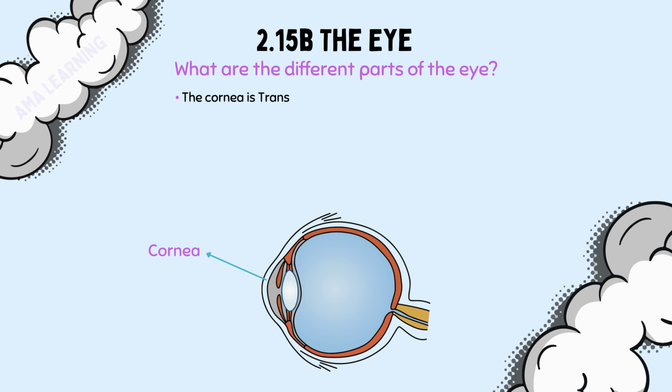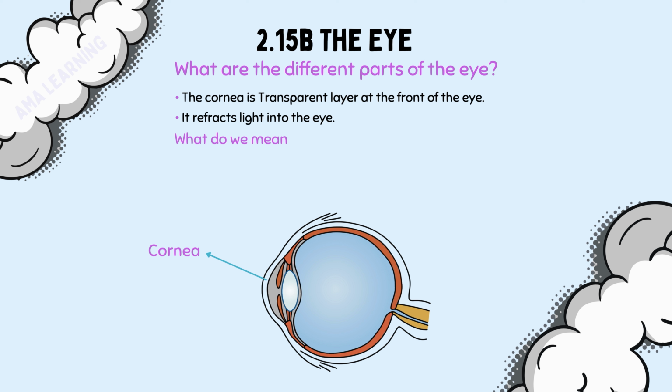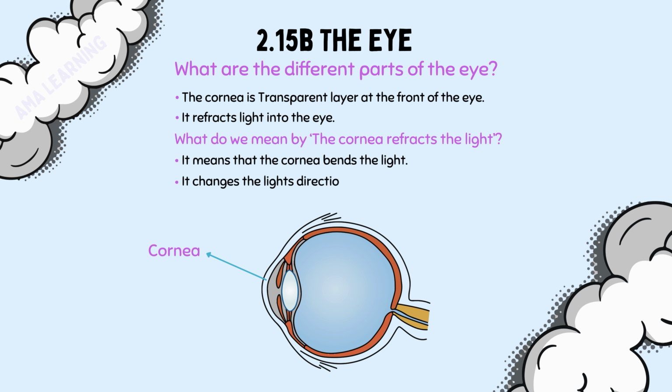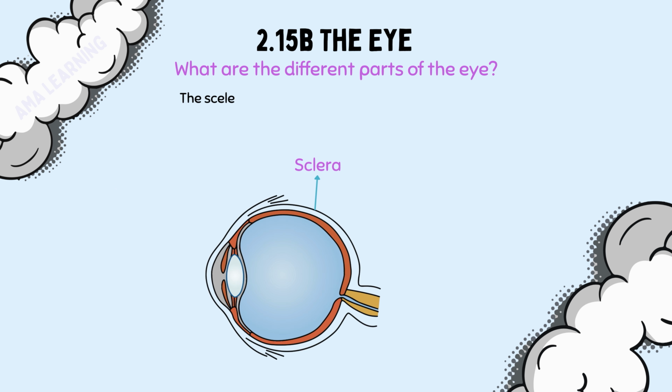The cornea is a transparent layer at the front of the eye. It refracts light into the eye. What do we mean by the cornea refracts the light? Simply put, it means that the cornea bends the light. It changes the light's direction to ensure the light enters the eye. The sclera is the white outer layer of the eye that protects it from injury.